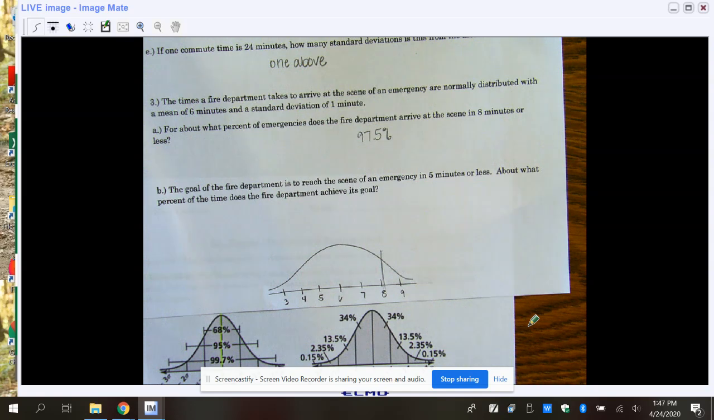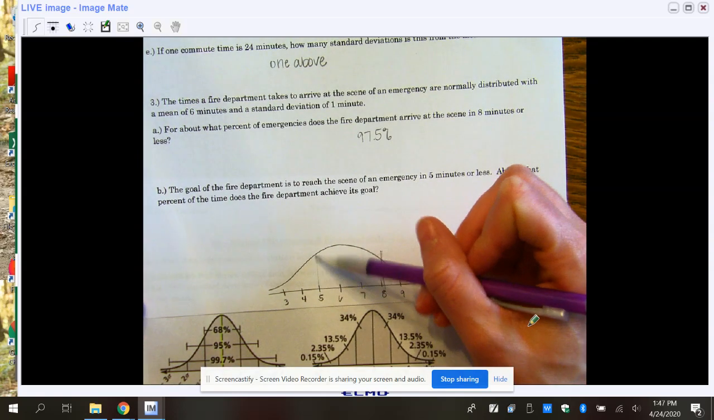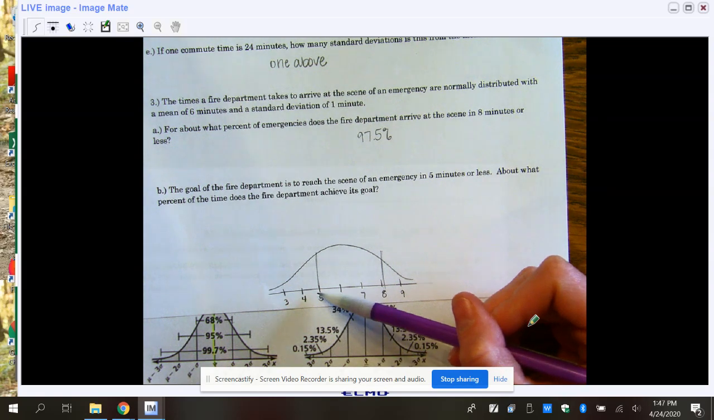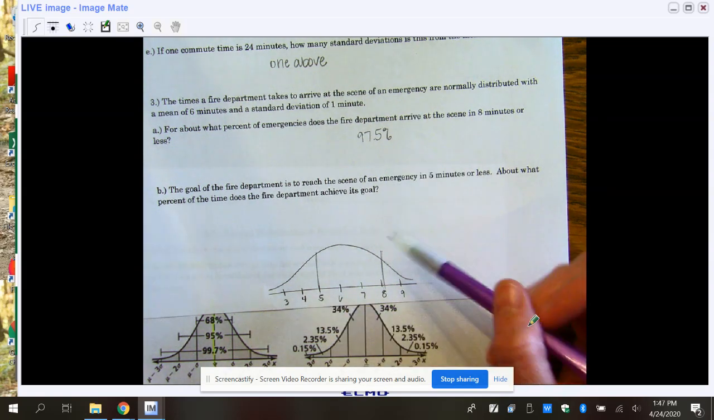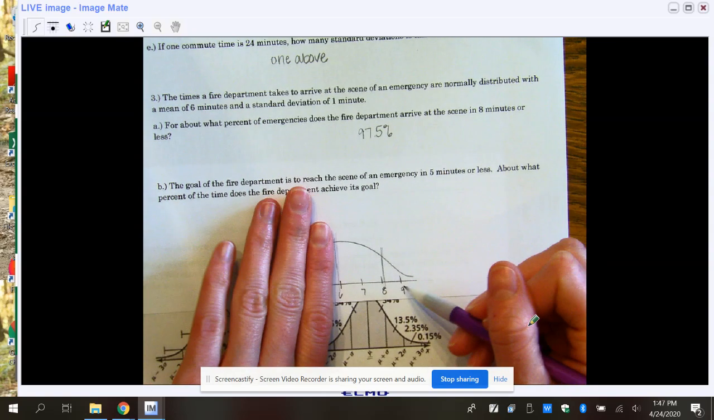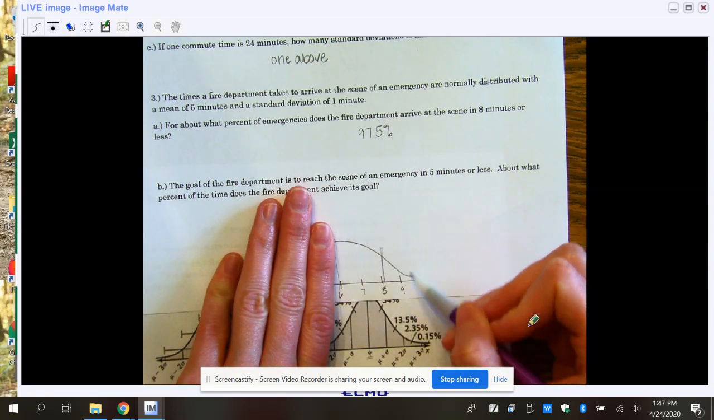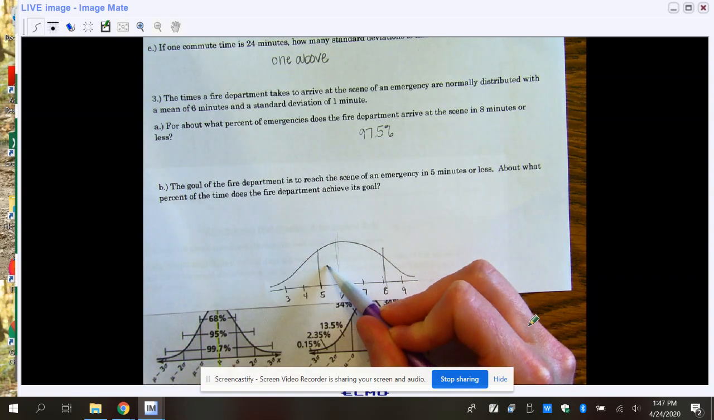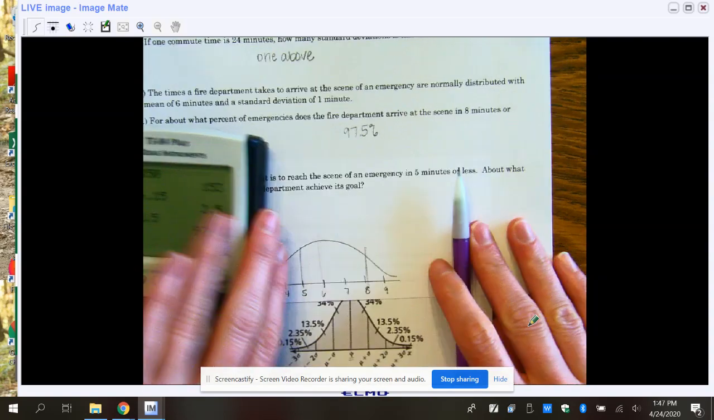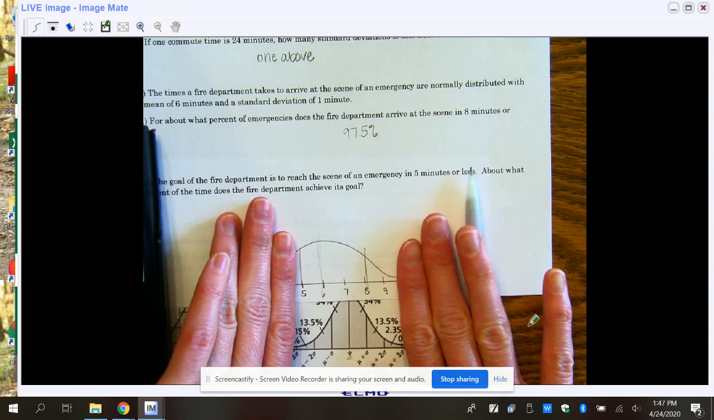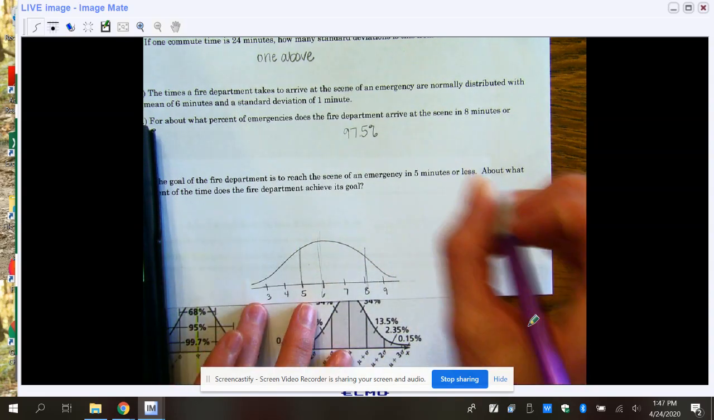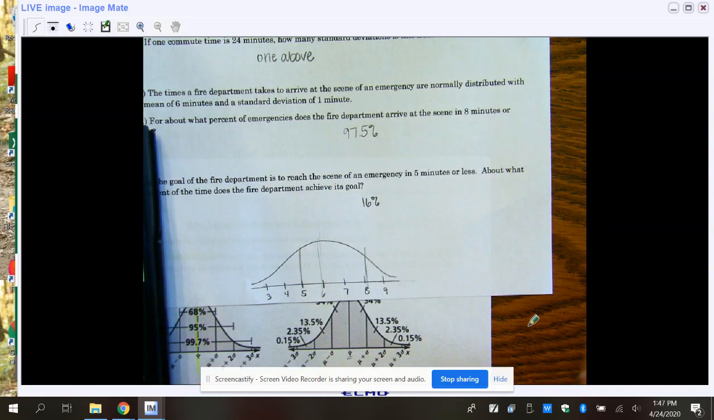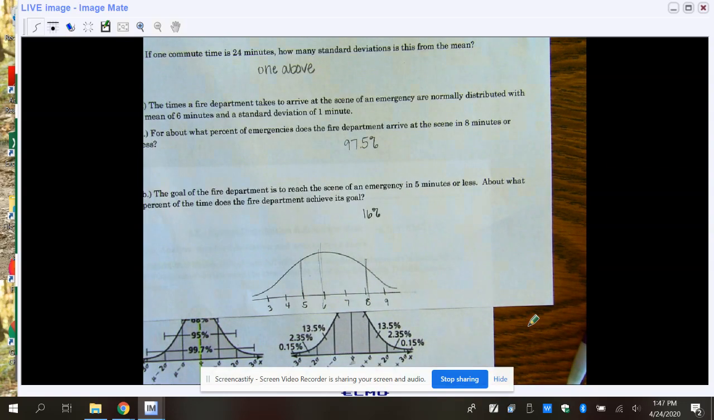And then this last question says the goal of the fire department is to reach the scene of an emergency in 5 minutes or less. About what percent of the time does the fire department achieve its goal? So we're looking for this section here. So I'm going to chunk this again. So if I know that this is 50% and this is 34, that's 84%. So if 84% of your data is above 5 minutes, that means that 16% of your data is below it. So again, it truly is just kind of how you see it.